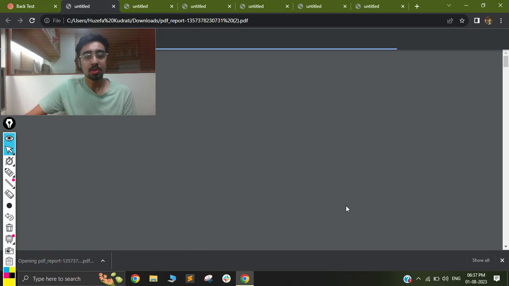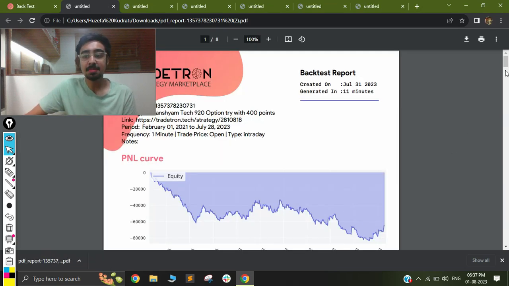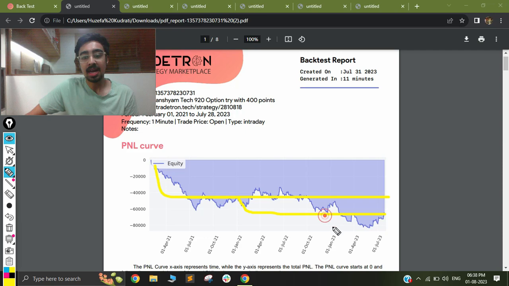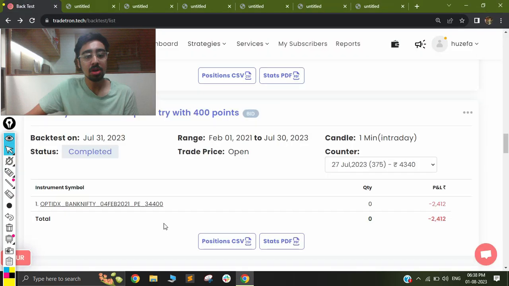So with this PNL curve, I can see that by going 400 points in the money, it has gone even further below, which means that what was previously looking somewhat like this has now started looking somewhat like this and this. So this means that it is definitely getting some amount of edge from going more in the money in the options. So now let's see what happens if we go 500 points in the money.